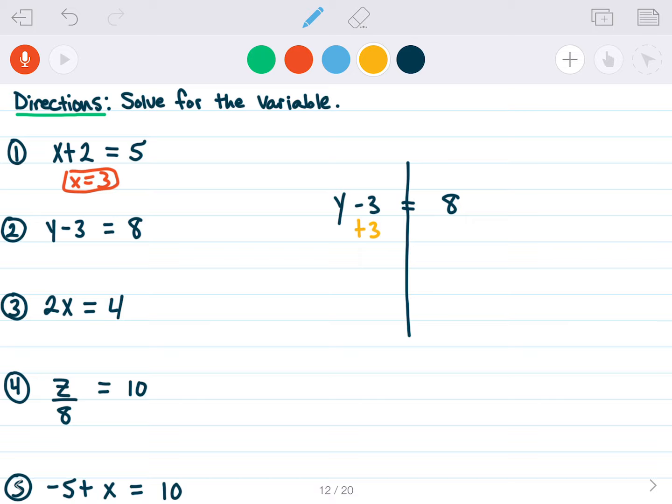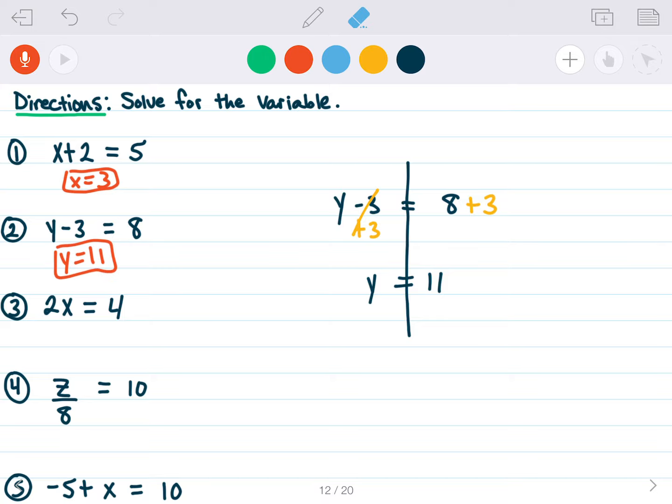And I can't just do it to the left side because then it won't be balanced, right? The seesaw is going to go whoop down, right? So I got to do it to the right side as well. And you can write it horizontally or vertically. It doesn't matter. Okay, so negative 3 plus 3 goes to 0, right? I can just clear that out, y plus 0. So what I get is y equals 8 plus 3, which is 11. So that's my answer here. y equals 11.